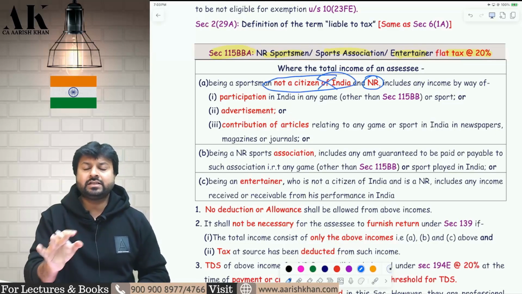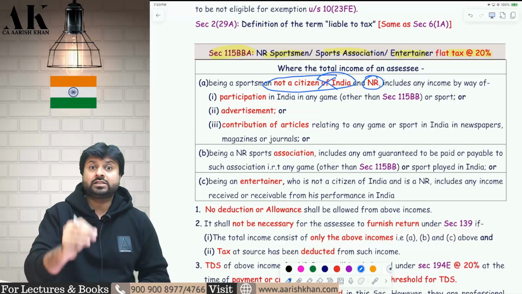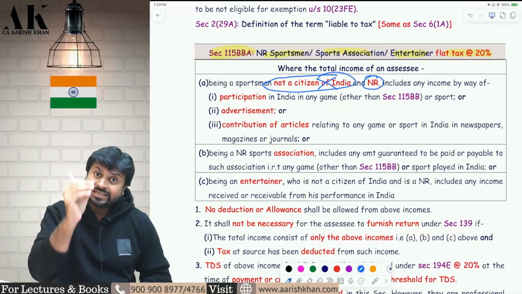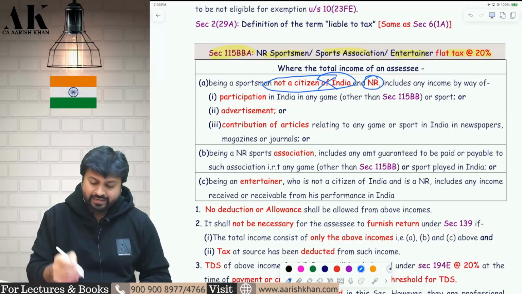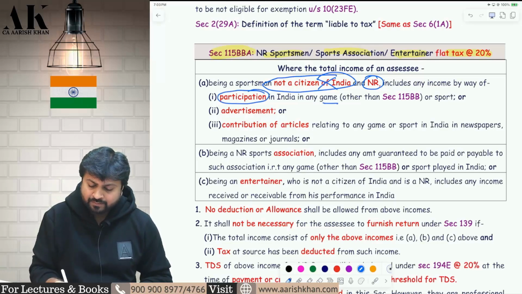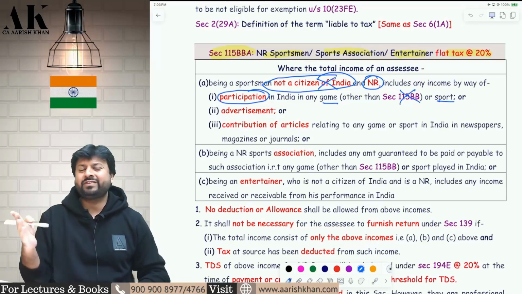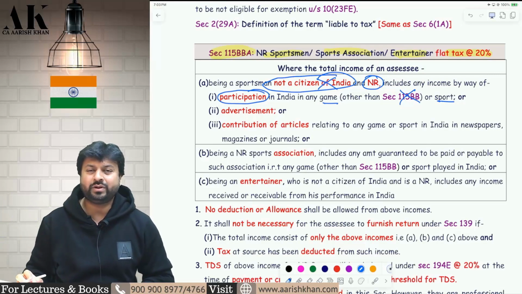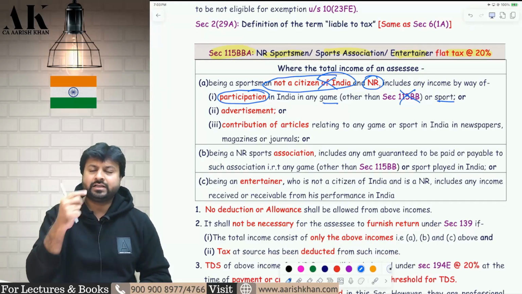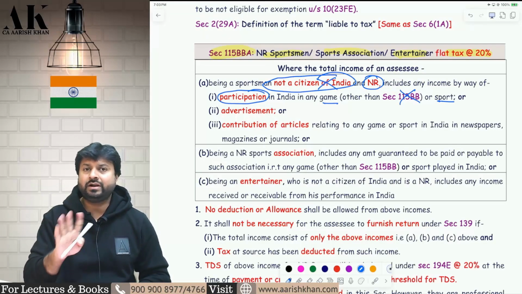If you are an Indian citizen, this section is not applicable to you. This section is only applicable to foreign citizens. At the same time, you should also be a non-resident. And if you participate in any game or sport in India, other than section 115BB, that is lottery, etc., those are not covered here. Chess is covered, cricket is covered, other games and other sports are covered, but lottery, etc.